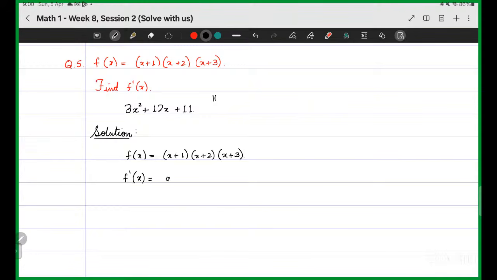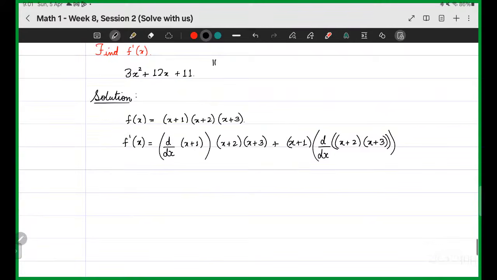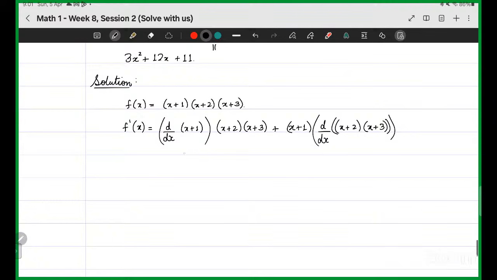I can take it as d by dx of x plus 1 times, I'll consider x plus 2 into x plus 3 as one function. If you take any 2 of them, you'll be fine. So I'm considering this as, let's say, G1, and this whole thing is G2, and I'm doing G1 prime, G2 plus G1, G2 prime.